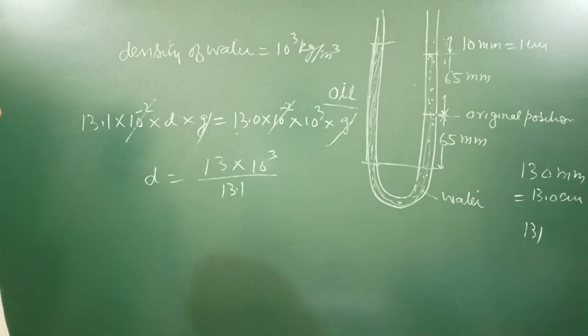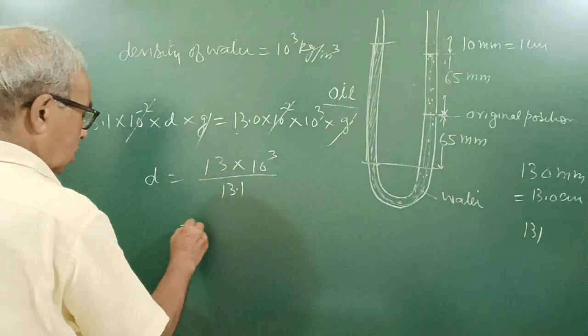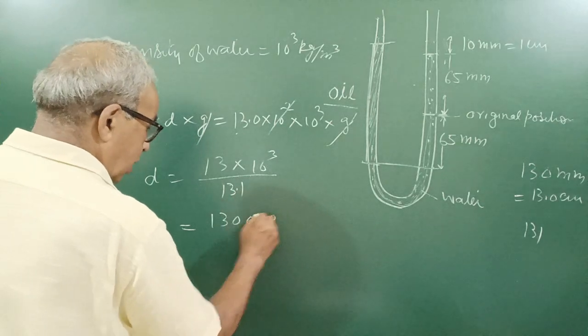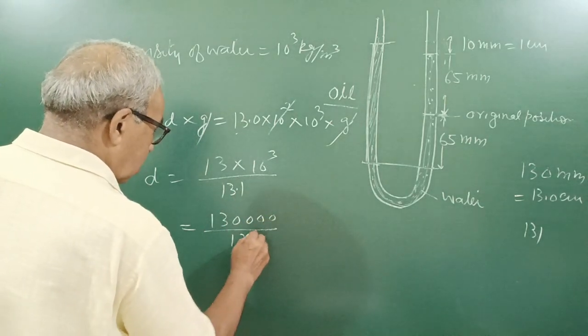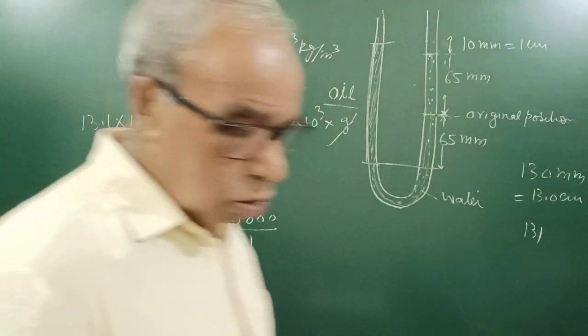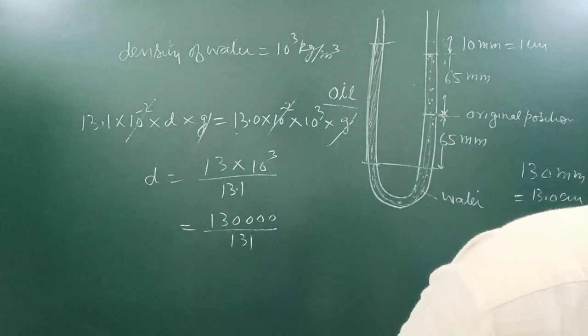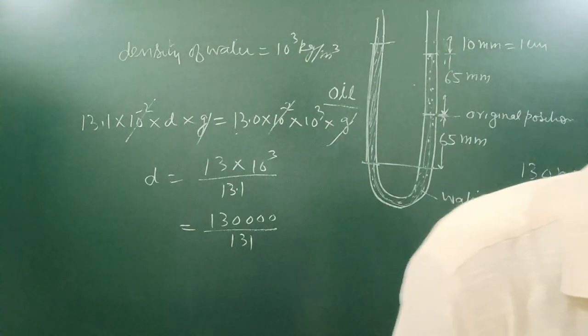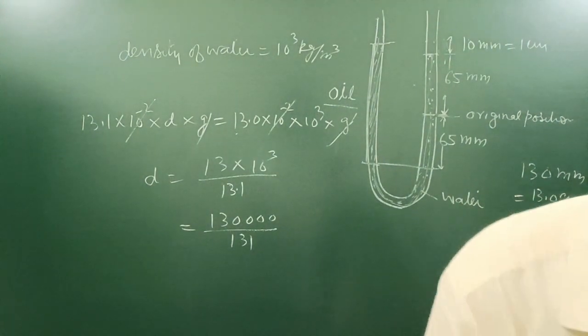Is that clear? And now it is 13,000 into 10,000 upon 131. If you divide this, you will get 928 nearly.